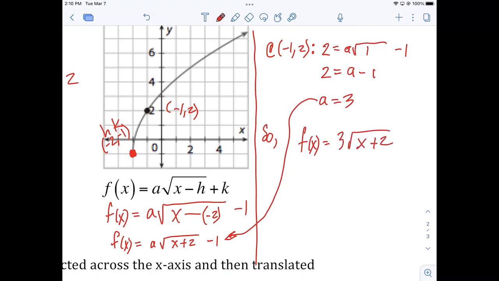So this technique is not something that's new to you. We've done this with the other types of functions, with quadratics, with cubics. The only difference is we have a radical function to start with. That's it.